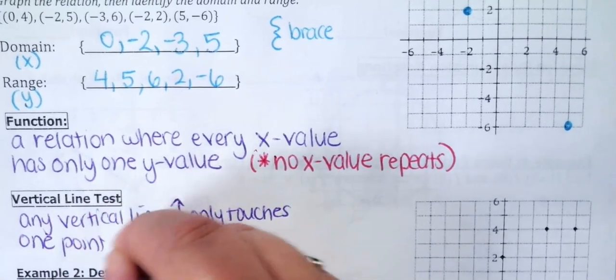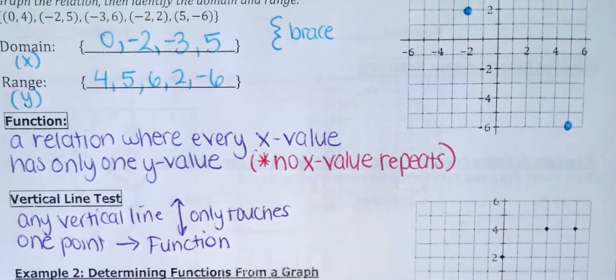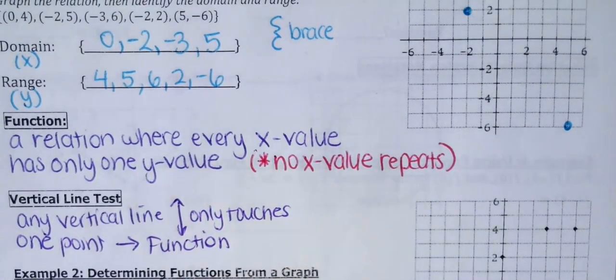If that's the case, then you have a function. Any vertical line you can slide across the graph, and some, like I said, some people call it the pencil test or the pen test. Just slide, because a nice pen or pencil can represent a vertical line. Just slide it across the graph. As long as you only touch 1 point, then it's going to be a function. That's ensuring none of the x values repeat.